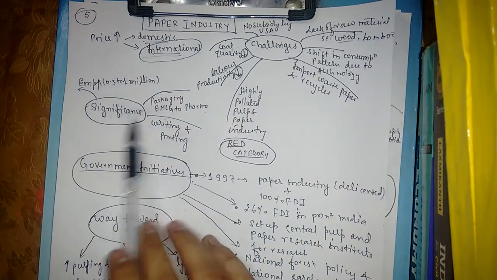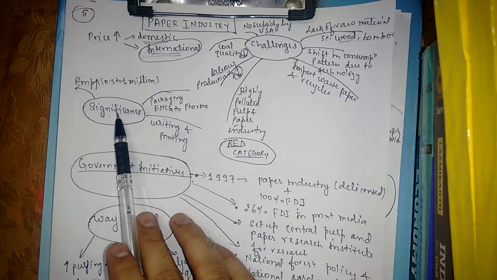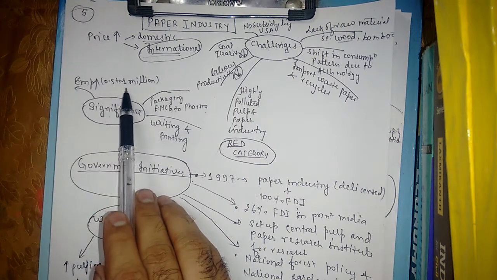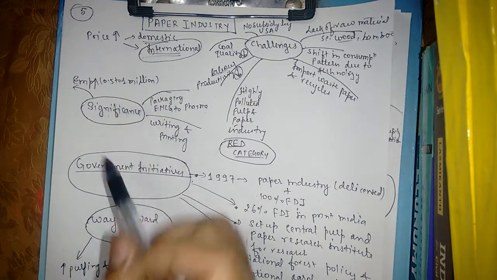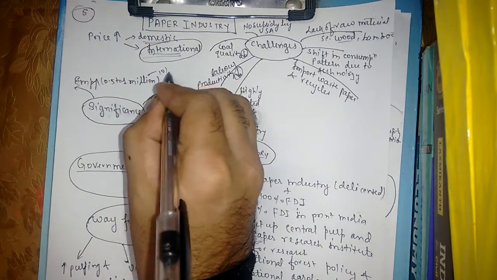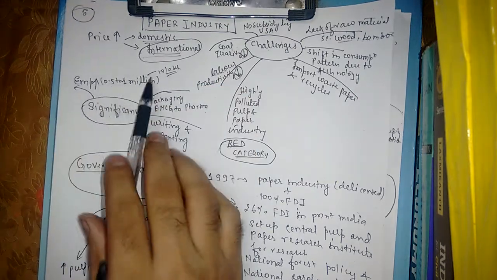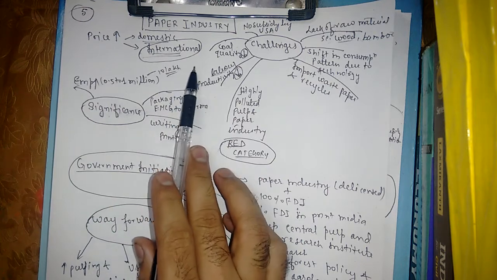Significance. What is the significance? We will have more paper industry in India, which means the employment rate will grow from 0.5 million to 1 million, right? 1 million is equal to how much? That is 10 lakh, right? So 50,000 to 10 lakh people will get employed after more and more paper industry.